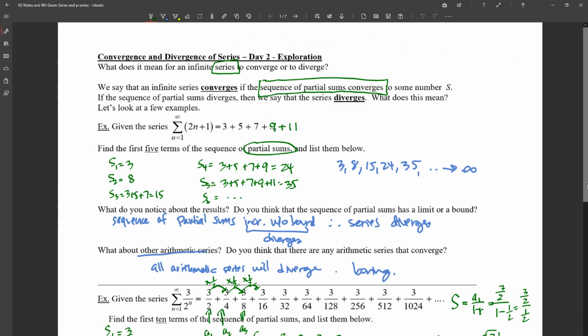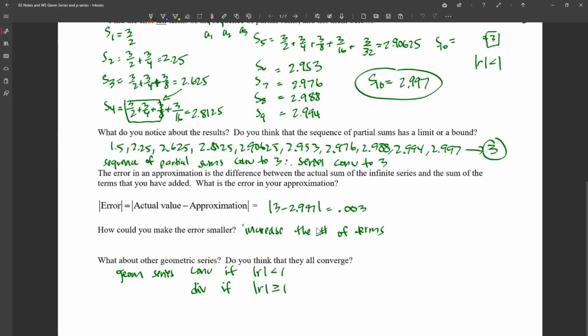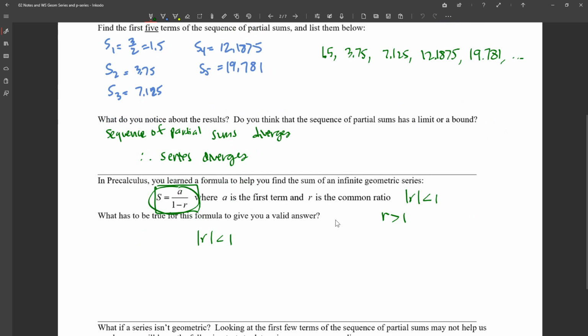We talked about if you have a geometric series, and here's a geometric series. This one has a common ratio of 1/2, okay? If the absolute value of your r is less than 1, then what we said was that the geometric series will converge. And then we had another example, where each time we got the new term, this geometric series had a common ratio of 3/2, and this 3/2 is bigger than 1, okay?